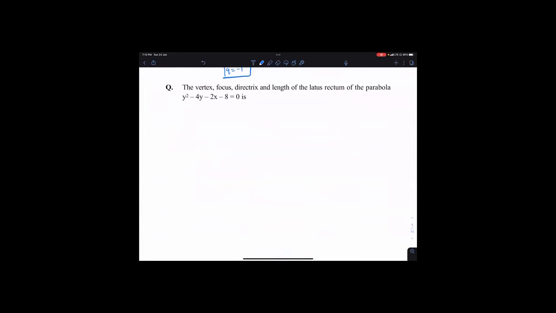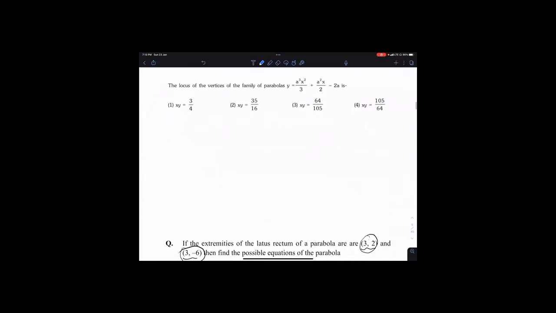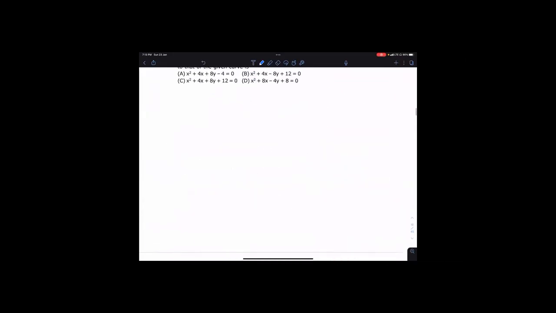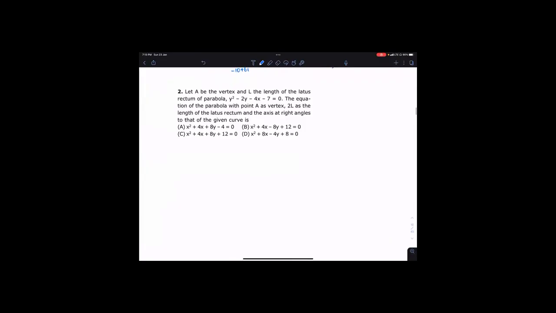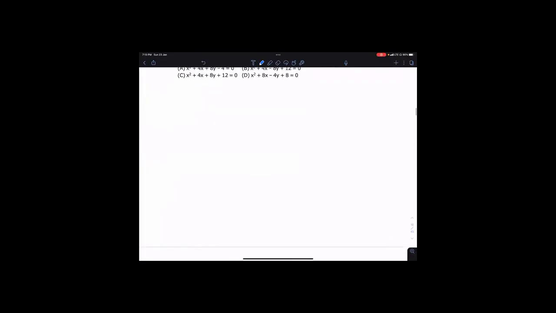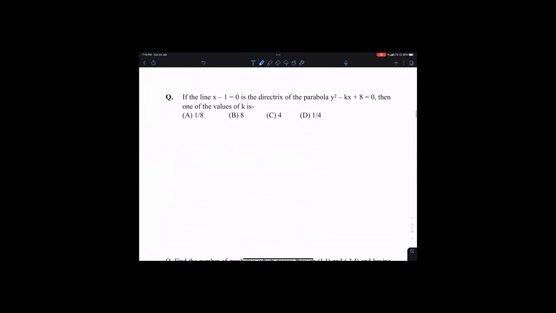Like this, some equation is given. Find the vertex, focus, directrix, length of latus rectum, everything. That is simple. I think you can do it for homework. There is one tough question, this one. After this, we'll go for tangents.